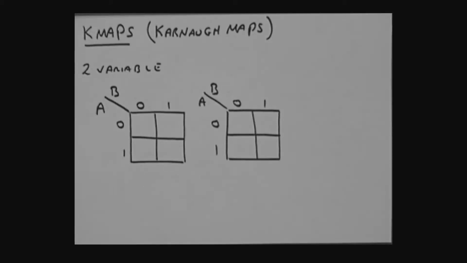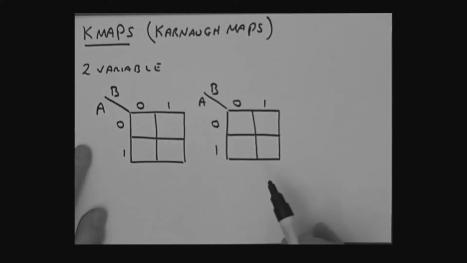Okay, now let us review KMaps or Karnaugh maps, KMaps being the abbreviation. KMaps are really figures on which Boolean equations can be plotted. And KMaps are actually arranged so that product terms only differ by a single variable.